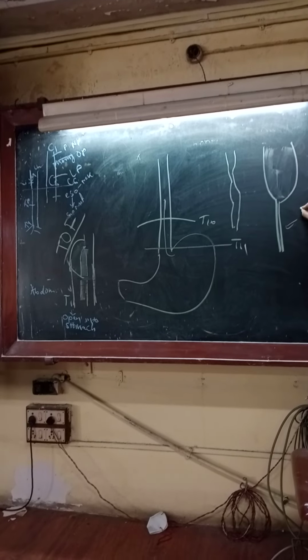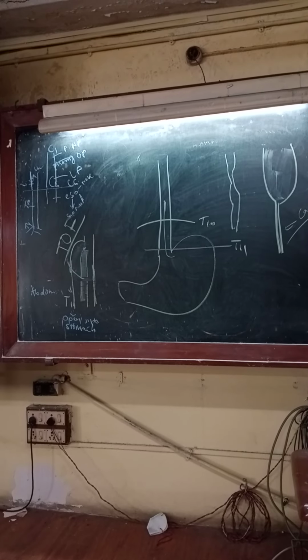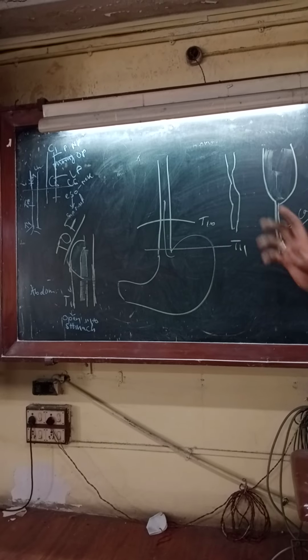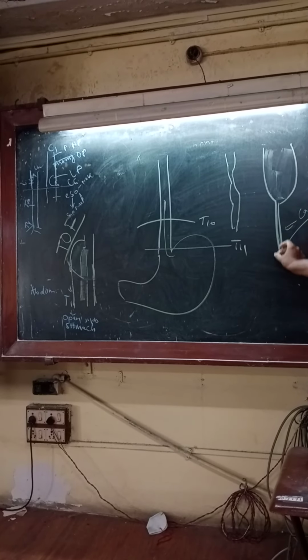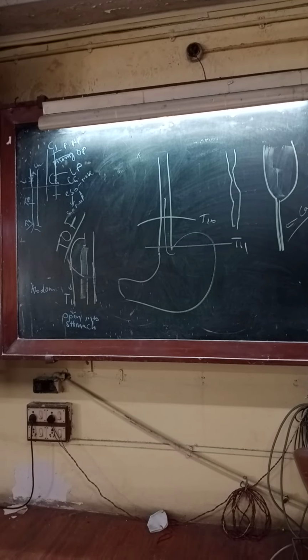So the cancer is here. And this is called a rat tail esophagus. It looks like a rat tail. Rat tail esophagus. Okay.